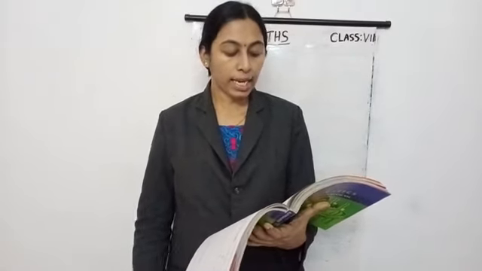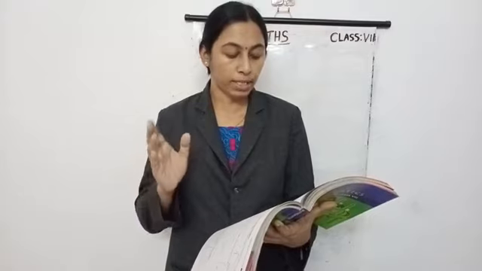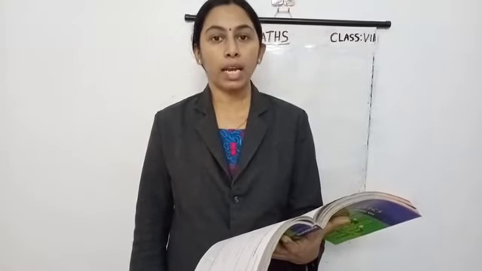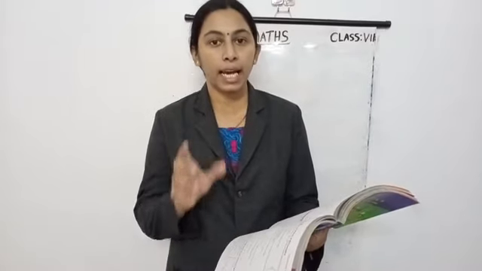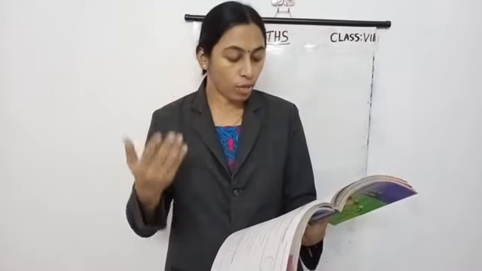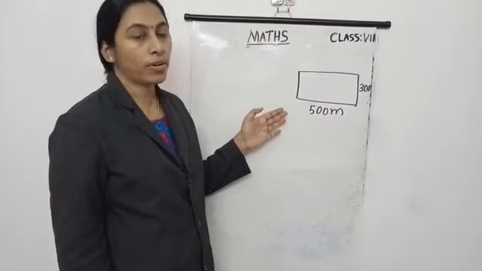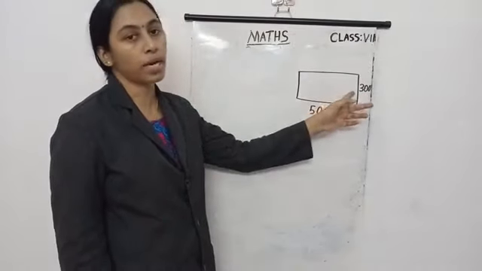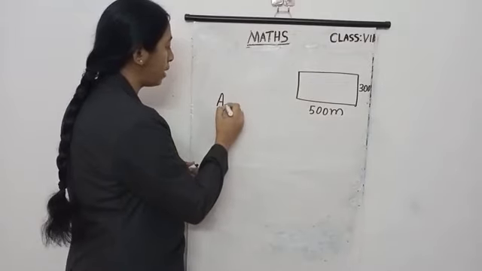So here given length and breadth of a rectangular piece. Length equal 500 meter and breadth equal 300 meter. We need to find its area. Then we need to find the cost of that land. So first question is find area. So length is given and breadth also given. So it is very easy to find area of a rectangle.